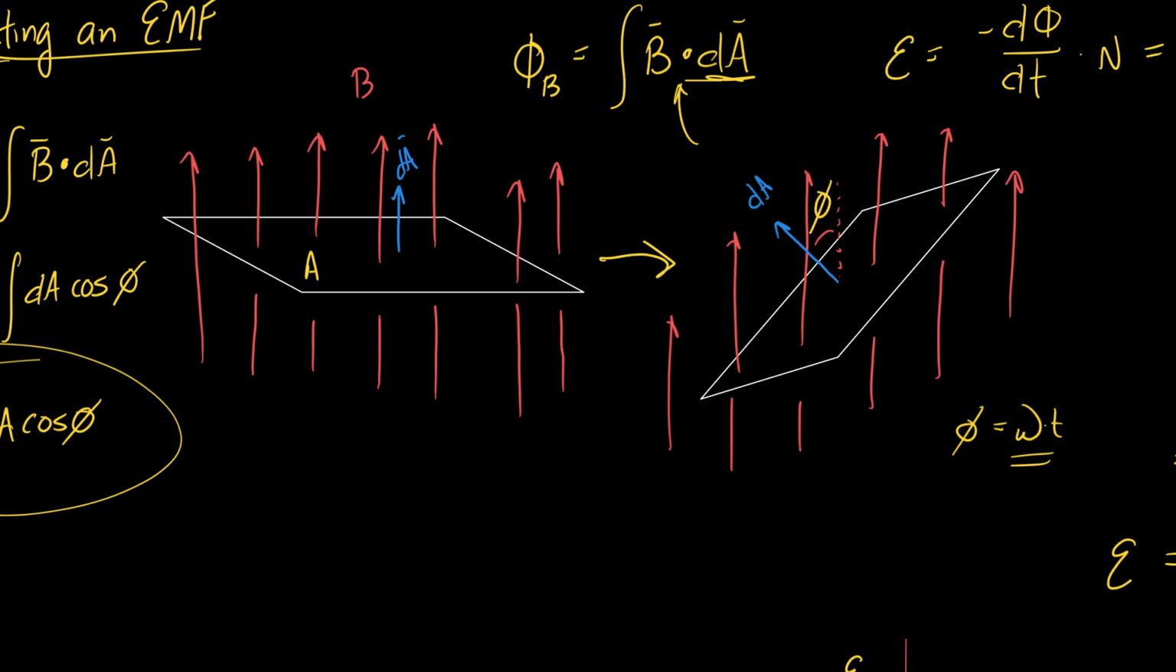But is the area getting bigger or smaller? So the area is getting smaller. So what we're going to try and do is generate a current that's going to try and preserve the flux. That's going to be a current that complements the magnetic field that's dying. So our loop is going to try and produce a magnetic field that is this way to reinforce what's being lost. But that'll only work until we get to 90 degrees.